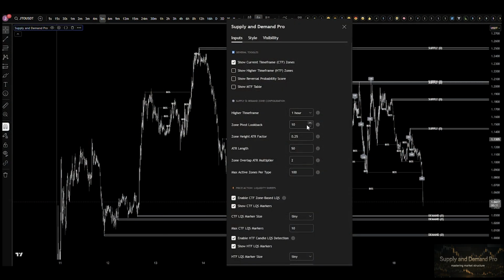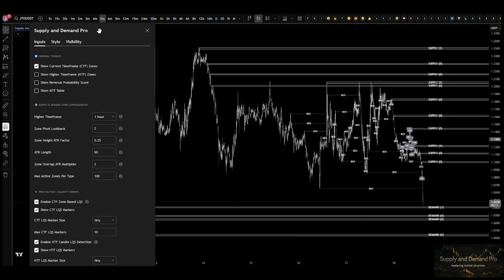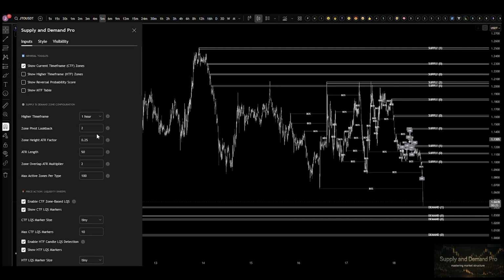How does that work? A lower number, maybe something like 5, makes it more sensitive. It will identify more swing points and therefore find more zones, but they might be smaller, more frequent zones. This could be good for, say, a scalper looking for lots of quick opportunities.